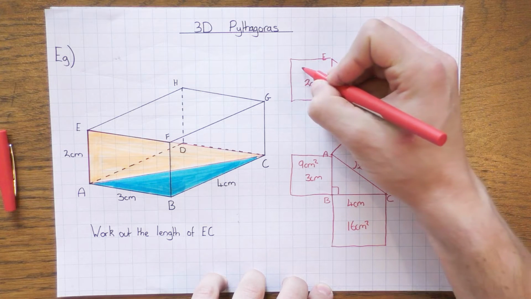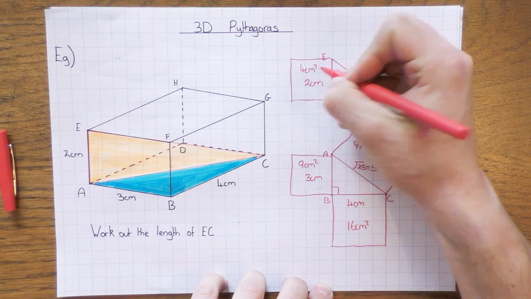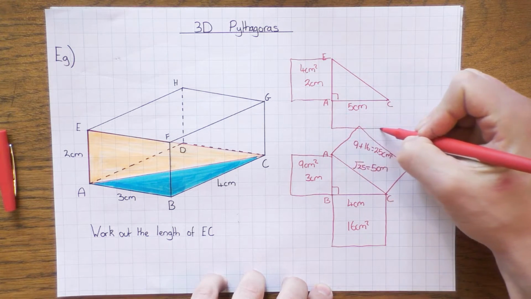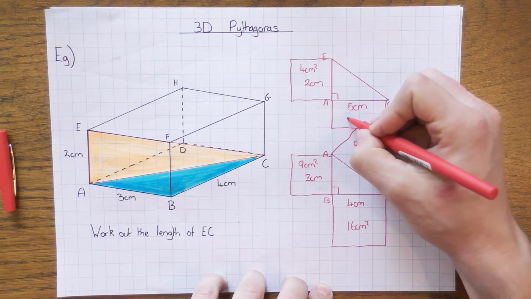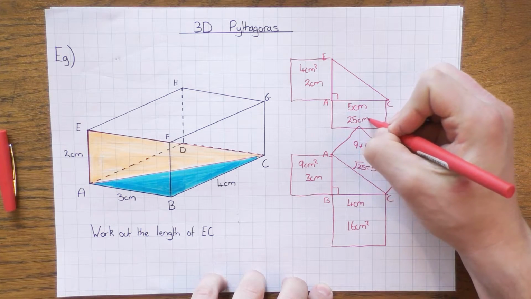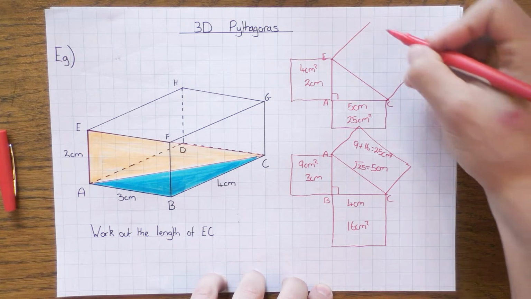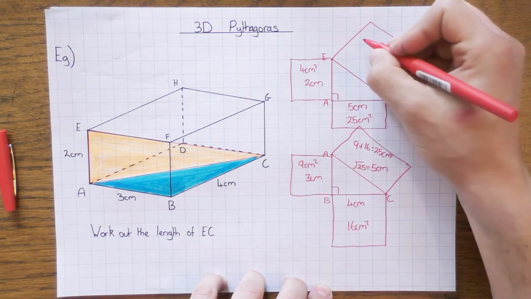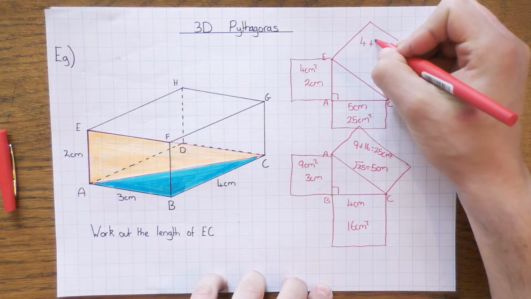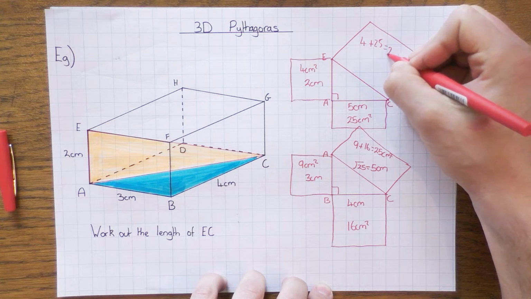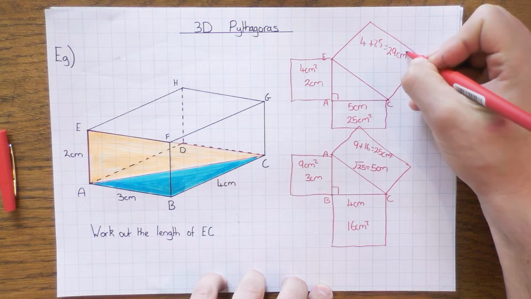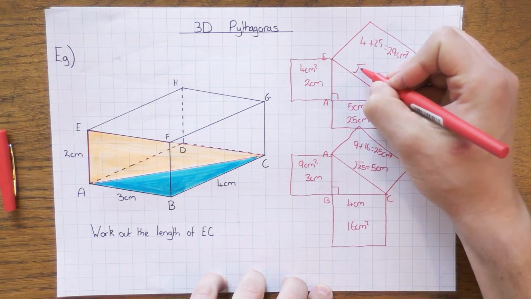sketch there. So the area of this, 2 squared, is 4 centimeters squared. Again, this would be a square, 5 centimeters squared is 25 centimeters squared. And because we're after the hypotenuse, that longer length there, we add them together. So 4 plus 25 is 29 centimeters squared. Don't forget to square root it.